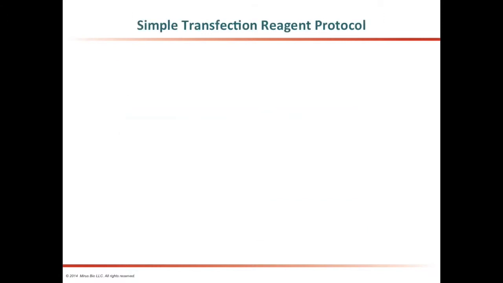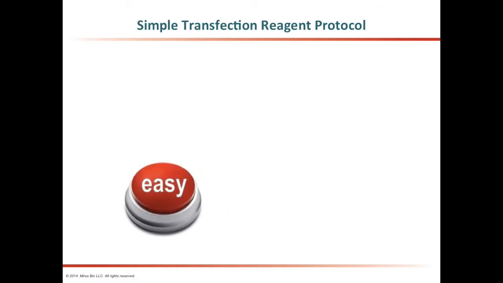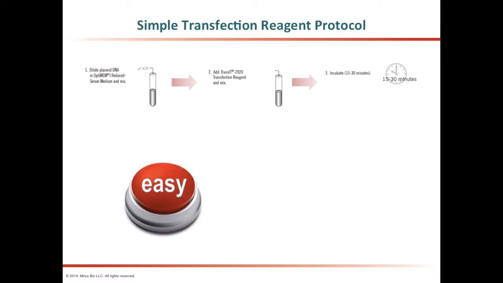Chemical transfection has become popular largely because of the user-friendliness of the protocol. Here is a schematic to illustrate a typical DNA transfection workflow. First, plasmid DNA is diluted into serum-free medium such as Opti-MEM. Next, a transfection reagent is added to the mixture, mixed and allowed to incubate for 15 to 30 minutes. During this time, the transfection complexes are formed.